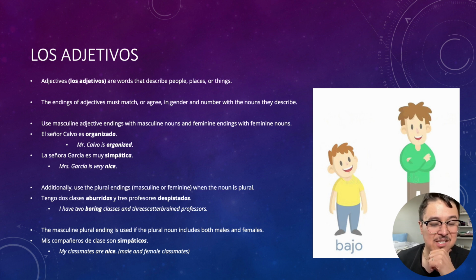Masculine plural endings are used if the plural noun includes both males and females. So if it's a group of mixed gender, it's very similar to English. They, you all, guys, that sort of stuff. Mis compañeros de clase son simpáticos. So you use the masculine form of it. My classmates are nice.